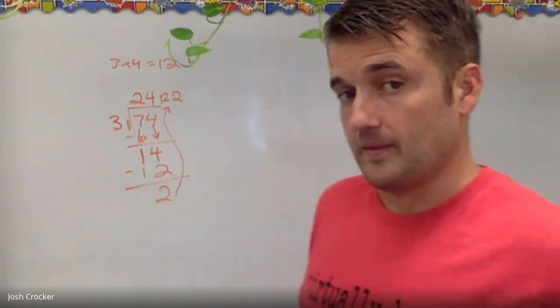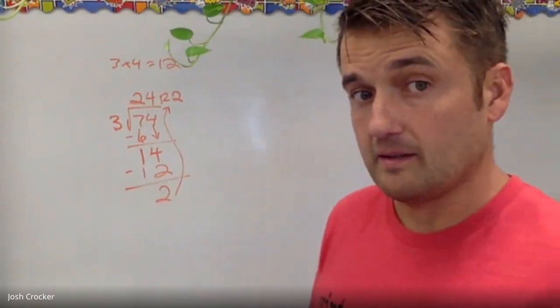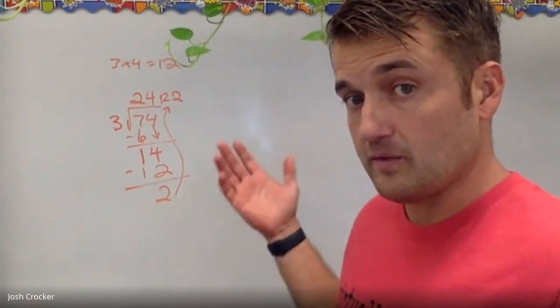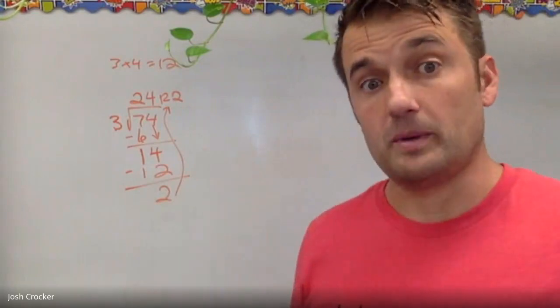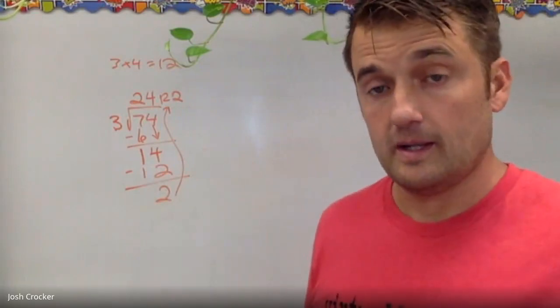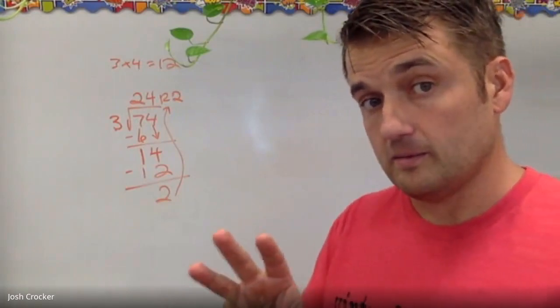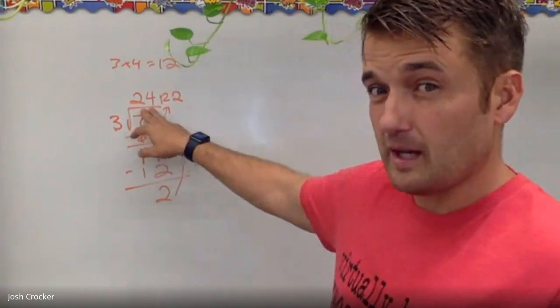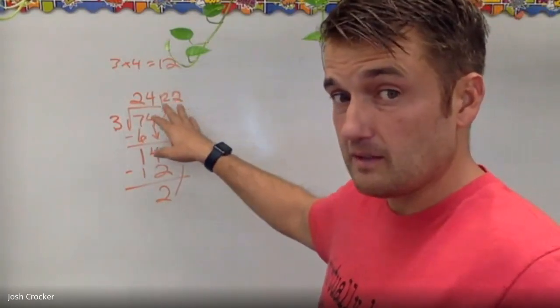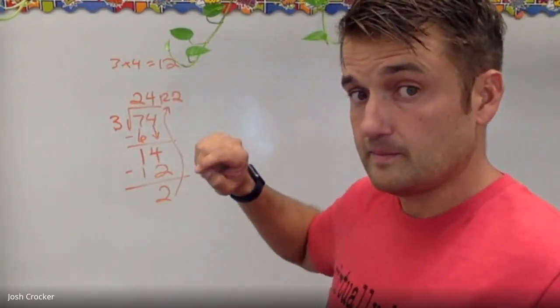So if you have 74 of a thing and you are making groups of 3, like let's say there's 74 people in a restaurant, 3 people can sit at a table, you need 24 tables, and then you're going to have 2 more people who don't have a seat.